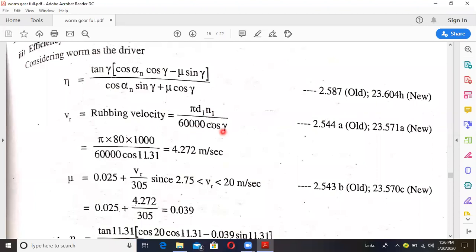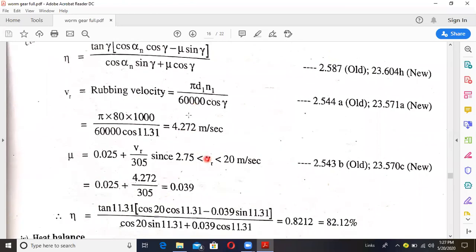You can ask the question here, sir, why only d1 and n1? Why not d2 and n2? Here we are considering the worm as the driver, therefore d1 and n1. So we get the rubbing velocity VR equal to 4.272 meters per second.